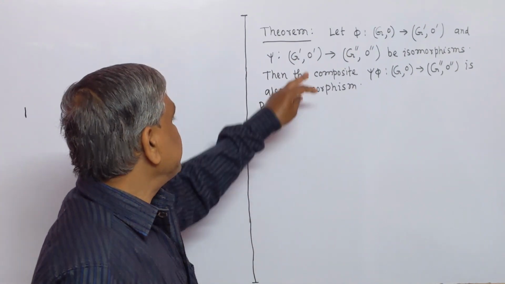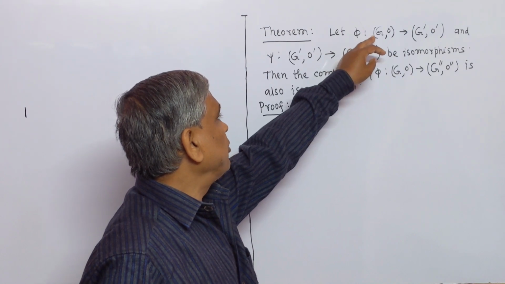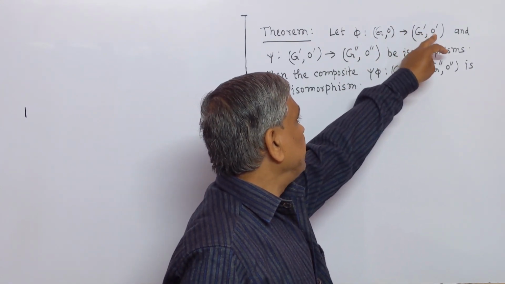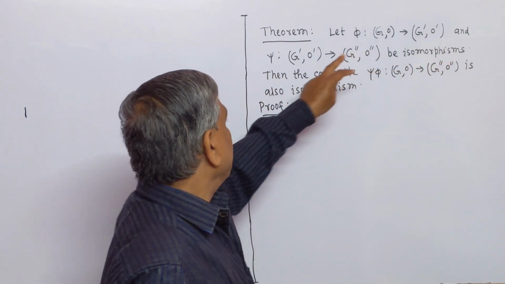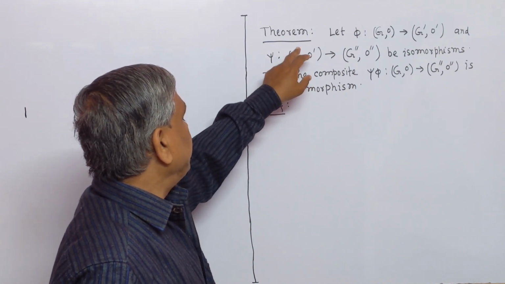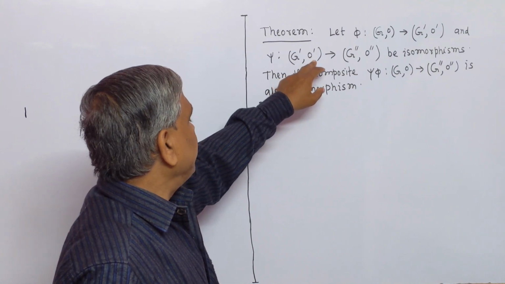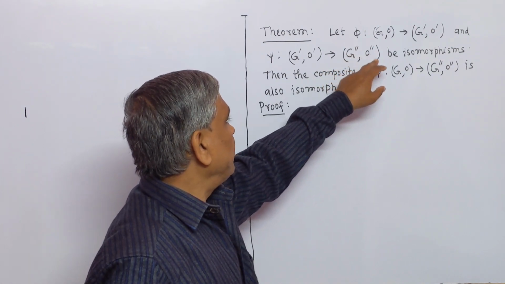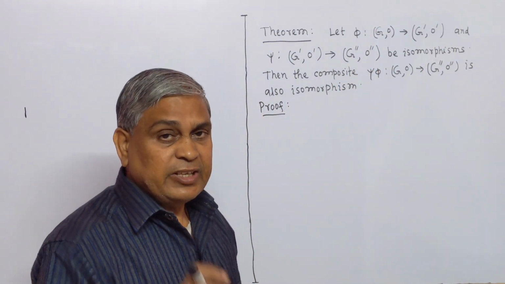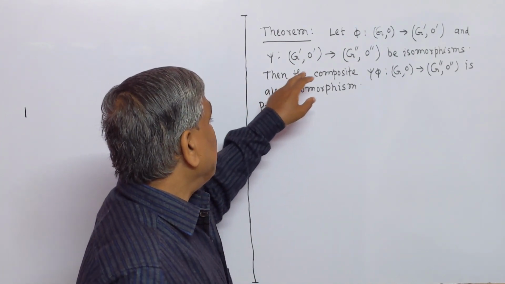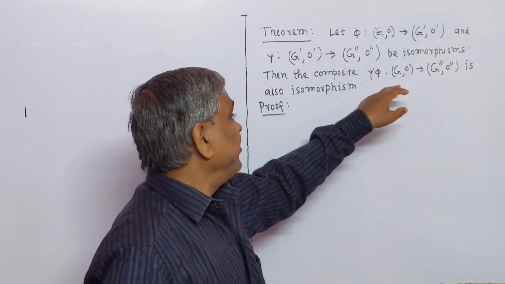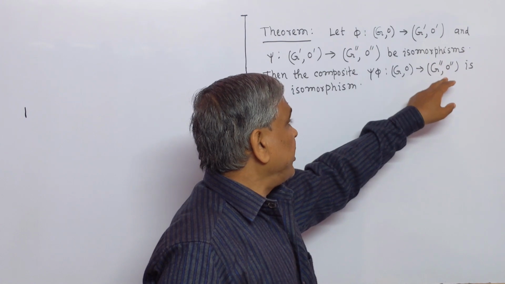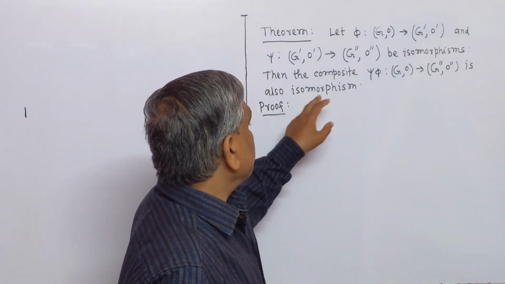Now we prove the next theorem. Next theorem is, let phi be a mapping defined on a group G with given binary operation O to another group G prime with given binary operation O prime, and mapping psi defined on G prime with given binary operation O prime to another group G double prime with binary operation O double prime be isomorphisms. These mappings are isomorphisms. Then composite mapping psi phi defined on group G with binary operation O to group G double prime with binary operation O double prime is also isomorphism.